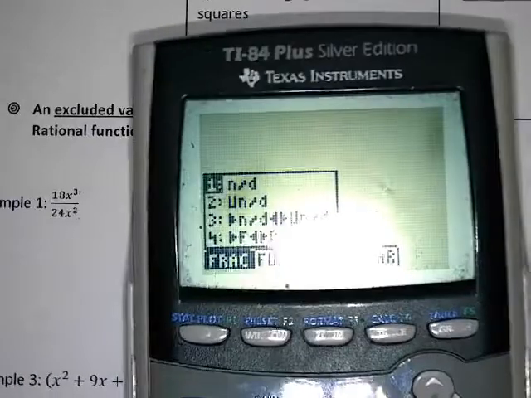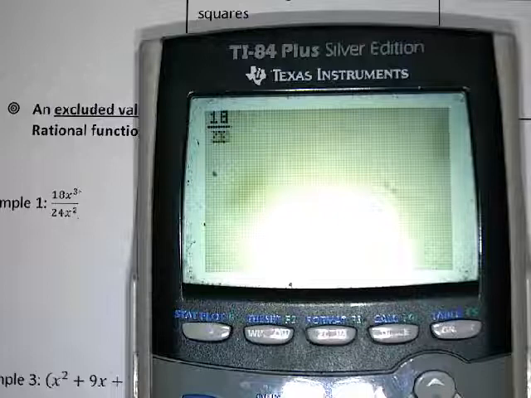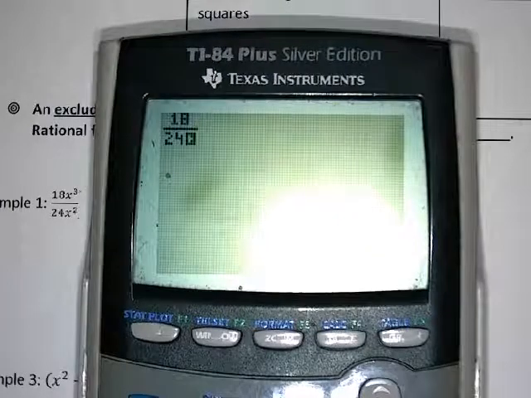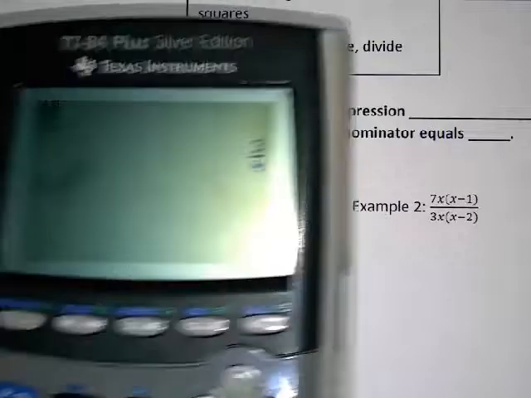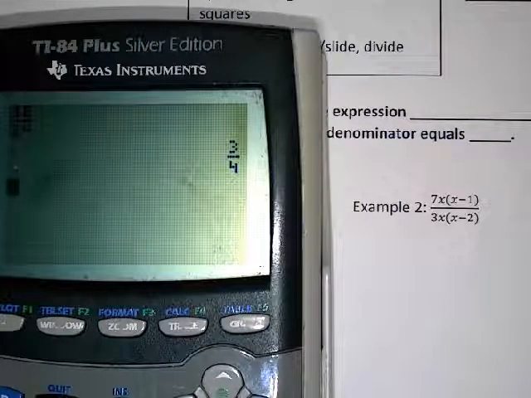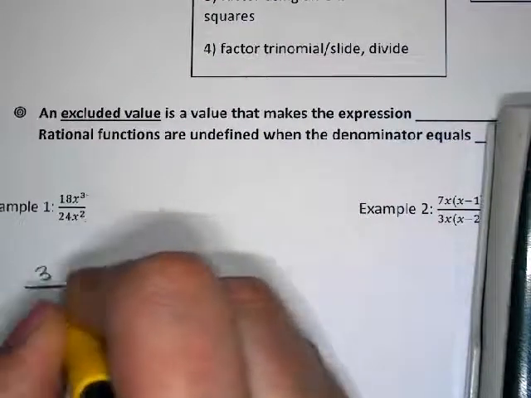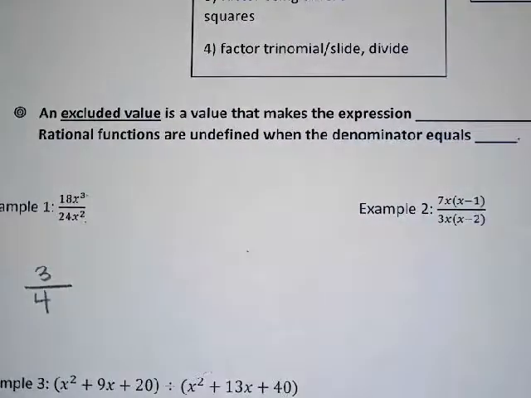Sorry, I'm trying to get the glare. And then I can type in 18 over 24. And when I type it in as a fraction like that, the calculator will automatically reduce it for me. So 3/4 is what it reduces to. So I'm going to write the fraction 3 over 4 like that.